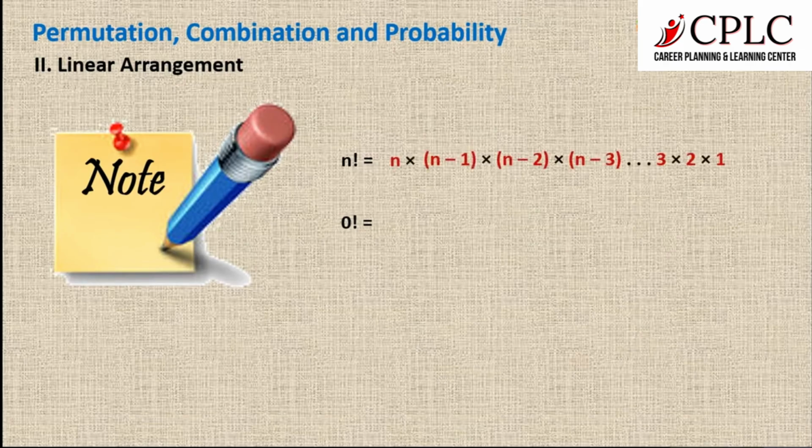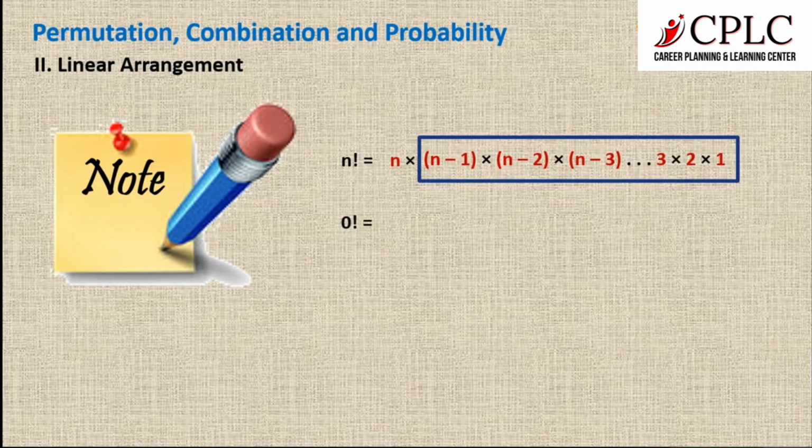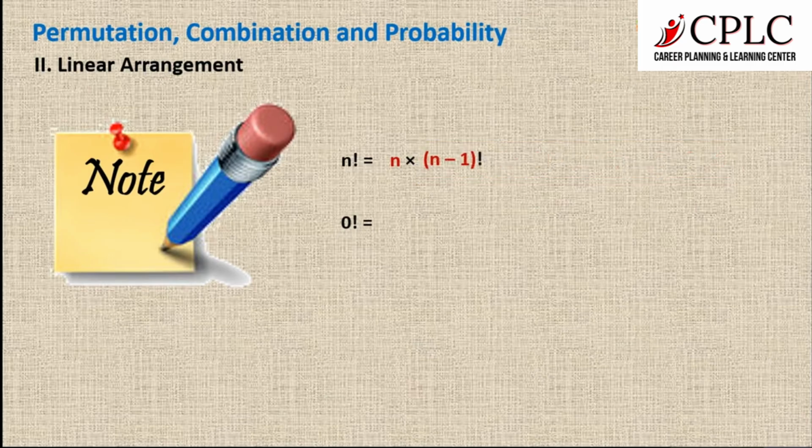N factorial can be written as n into n minus 1 into n minus 2 into n minus 3 and so on till 1. Now excluding n, what we have is n minus 1 into n minus 2 into n minus 3 and so on till 1, which can be further called n minus 1 factorial. Then 0 factorial is 1. For this you are going to remember one simple statement, because this will have immense application in future topics: not selecting anything is also one way of selection. Not selecting anything is also one way of selection, and hence 0 factorial is 1.